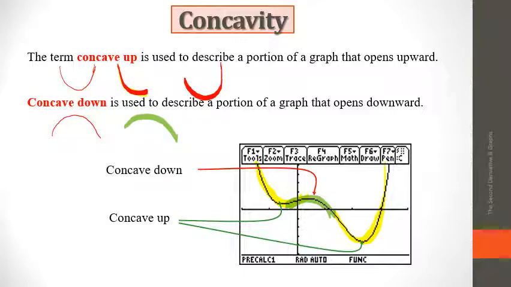Now, what is it called when it changes from concave up to concave down? Right there. Those are called inflection points. Inflection points. That's where it changes from concave up to concave down.